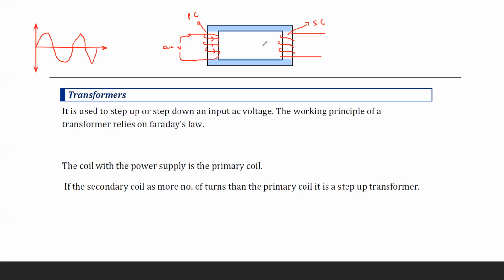So without any connection between the two coils, this is called mutual induction. When one material magnetizes or produces a magnetic field, another wire is affected by changing it. So AC input produces a variable magnetic field, magnetizes the iron core. So this iron core will behave like a magnet, and the change in magnetic field of the iron core will induce EMF in the secondary coil.